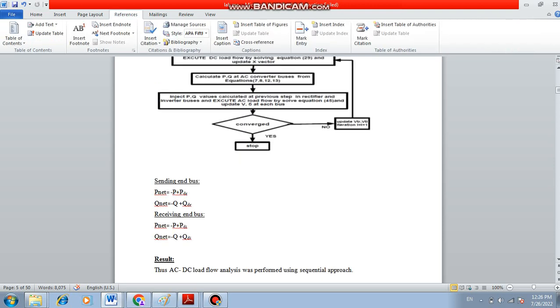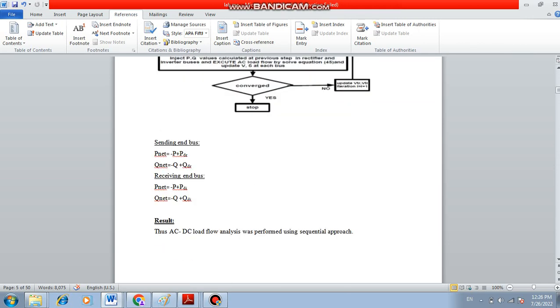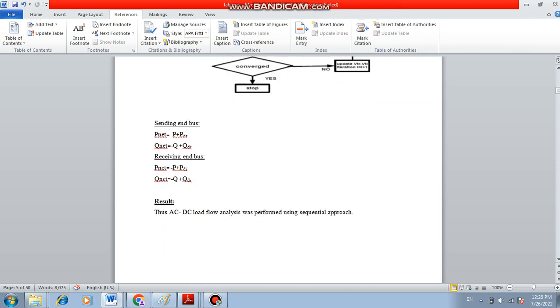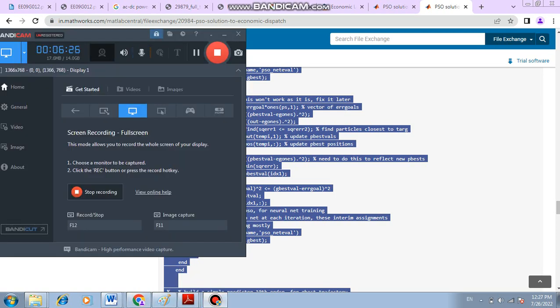This is what you can do for AC to DC load flow analysis. In the previous years you studied DC load flow analysis and AC load flow analysis separately. Here, by using the HVDC link, you need to do AC to DC load flow analysis. This is one of the methods. Using the sequential method, you can develop the MATLAB program for that. Thank you.